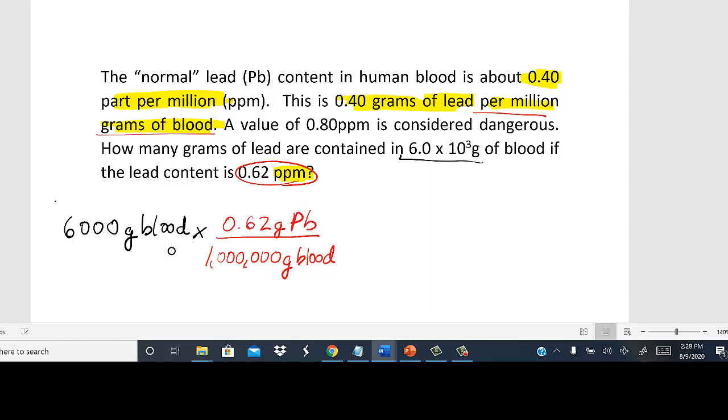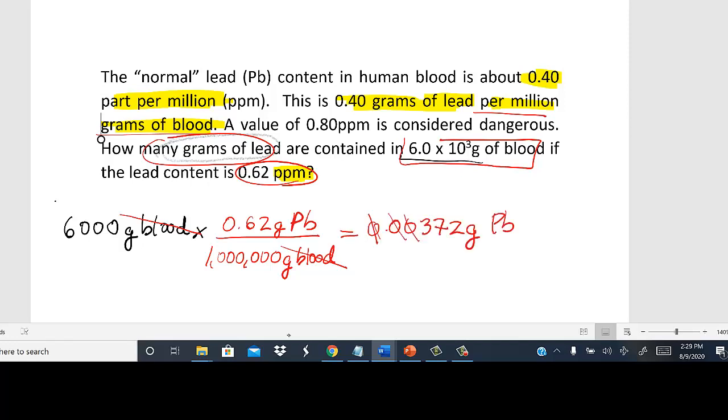lead. Right, so we're given grams of blood. We're being asked to find grams of lead. So very important for me is cancellation of units. So the grams of blood and grams of blood cancel. On my calculator, if I put 6,000 grams times 0.62, divide that by 1 million, I'm getting, and definitely check my calculations here, I'm getting a value of how much lead is in 6,000 grams of blood.